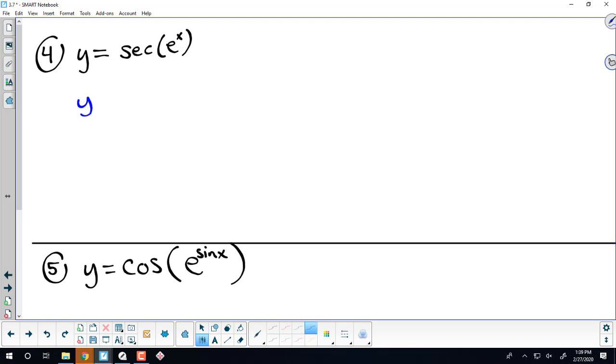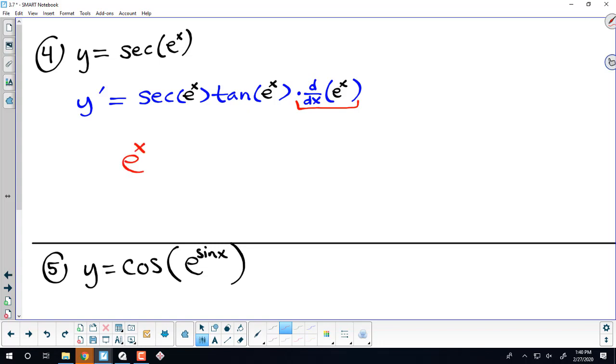So we take the derivative of the outer function, and we leave the inside function alone. What's the derivative of secant? Secant times tangent. So we have secant times tangent, but we're leaving the inside function alone at this point. And then what do we have to do? Take the derivative of the inner function and multiply all of that by it. The derivative there is just e to the x. We'll put that here: e to the x times secant of e to the x times tangent of e to the x.